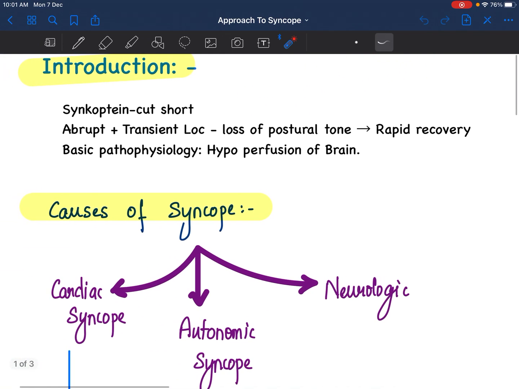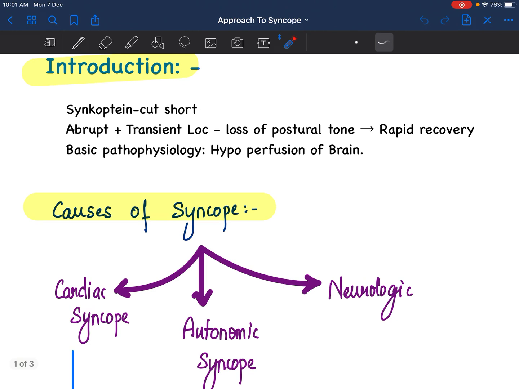What is syncope? Syncoptein means cut short. Their consciousness has been cut short. So, a syncope is abrupt and transient loss of consciousness. Note that this is transient, associated with loss of postural tone, followed by a rapid recovery, and rapid recovery being the key of a benign syncope. The basic pathophysiology is hypoperfusion of brain.